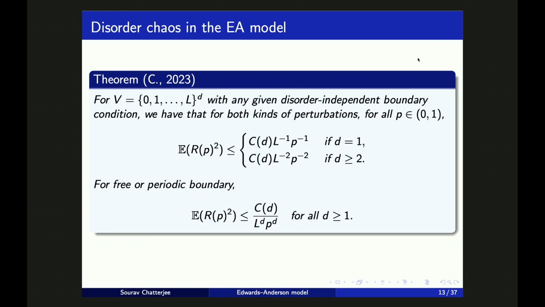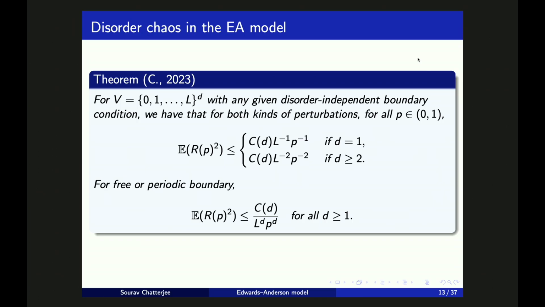This is another thing that I proved in the paper: if you take this ground state, and if p is bigger than 1 over L, so p can be pretty small, but you just have to have p much bigger than 1 over L, then the expected overlap squared is small. Okay, so it proves this disorder chaos in the Edwards-Anderson model.